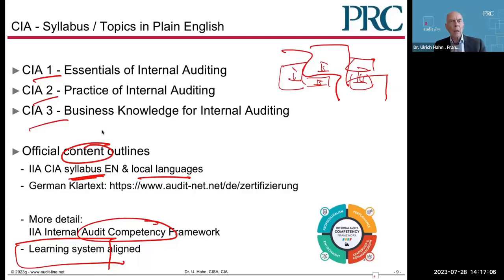Sometimes the learning systems structure this differently because it's more practical for you for learning. This can happen, but typically you only have to find the topics. Typically the learning systems try to help you to understand things, so they use the IIA topics, but they often present them in a more practical way.